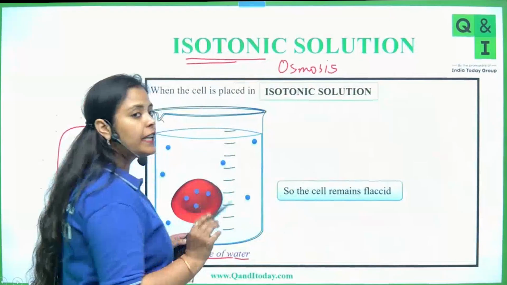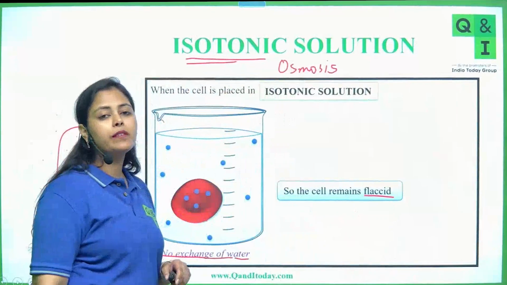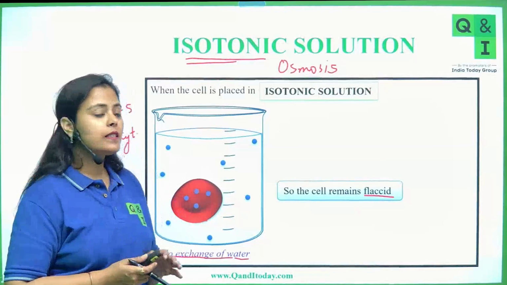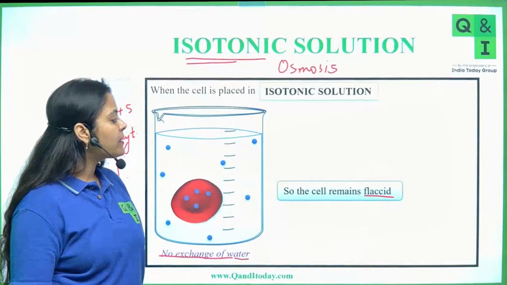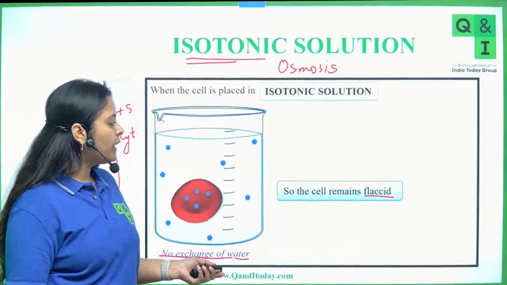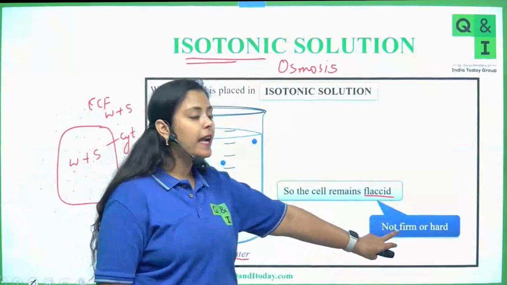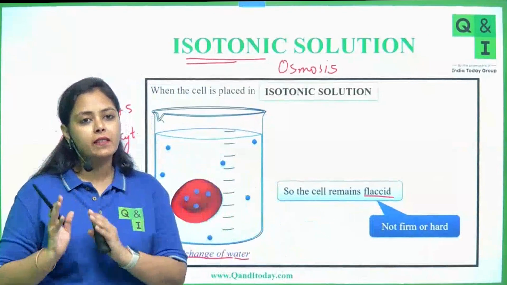Now, this condition of the cell is called flaccid. Please remember this term: when the cell is placed in an isotonic solution, the cell will remain flaccid. By flaccid, we mean that the cell is neither firm nor hard. That means the cell will remain as it is.